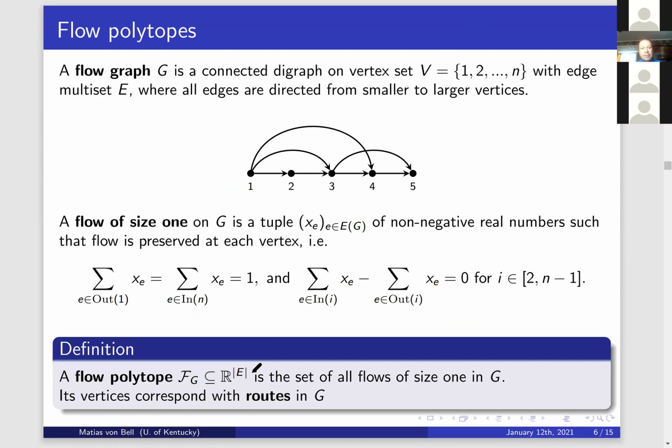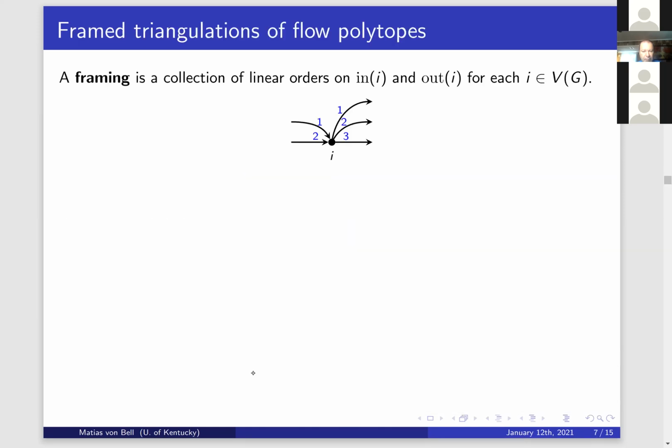And the vertices of the flow polytope are obtained by considering routes in your graph. So a route is a path from the source to the sink, here to here. And if we put unit flow in all of the edges in this route and 0 flow everywhere else, then you obtain a vertex in the flow polytope. So that's flow polytopes.